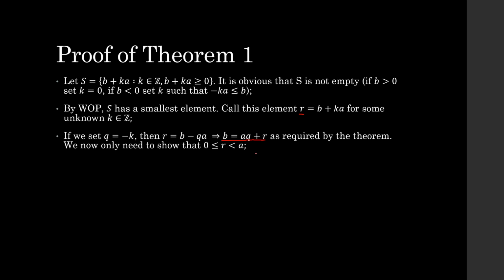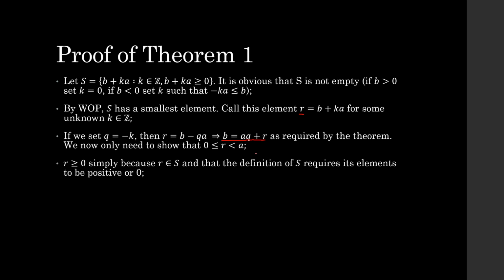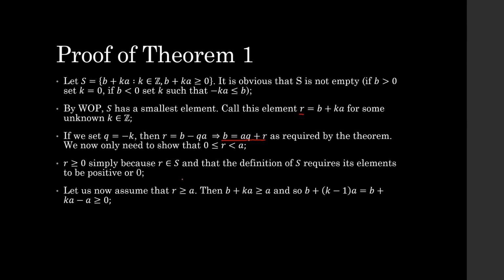So now we just need to show that r is smaller than a and that it's bigger or equal to 0, because remember that was a restriction on r. Well, we know that r is bigger or equal to 0 because r is part of S. And that's in the definition of S, the elements need to be bigger or equal to 0. So that's easy. So now let's assume that r is bigger or equal to a, and we're going to get to a contradiction to show that r is actually smaller than a.